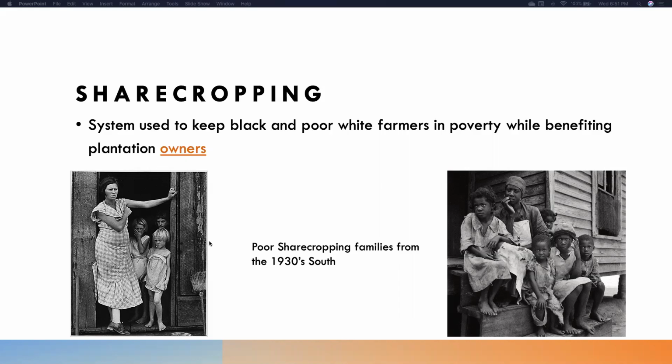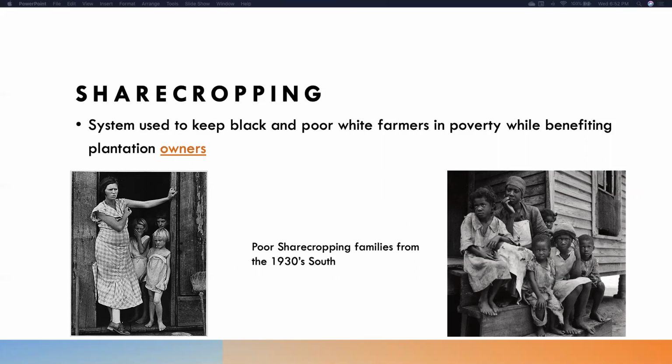If you look at these two pictures, these are sharecroppers from the 1930s. The 1930s. It's important again to note that date. This is well past Reconstruction. This is decades since Reconstruction. And these are still the life experiences of people in the South. Sharecropping is a system that is designed to keep these people, especially African Americans, in a life that looks like this.